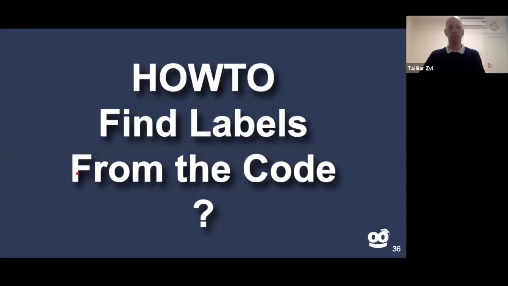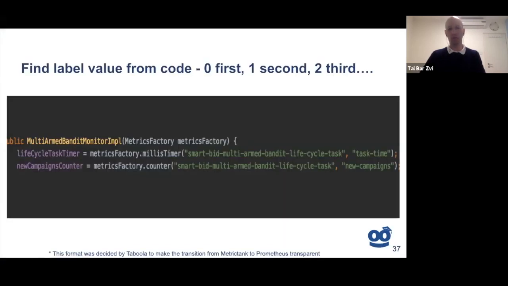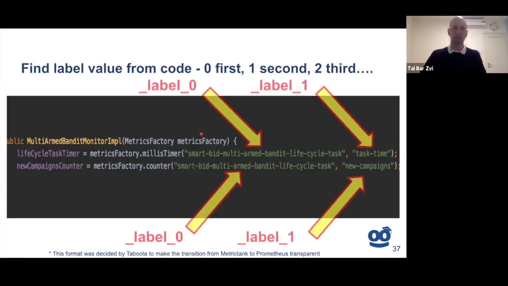So let's see how today we can find the labels from our code. If this is the code under dev products, we create a metric. This string will be label 0. This string will be label 1. If we had additional strings in the hierarchy, it would be label 2, 3, and so on. So it's easy to look for label 0 equal to this long string, and we will get to our metric.